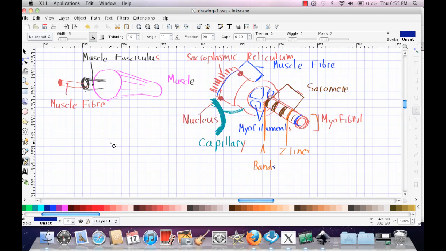All right, so let's talk about muscles. There's three types of muscle tissues. The first one is skeletal. The second one is cardiac. And the third one is smooth muscle tissue.